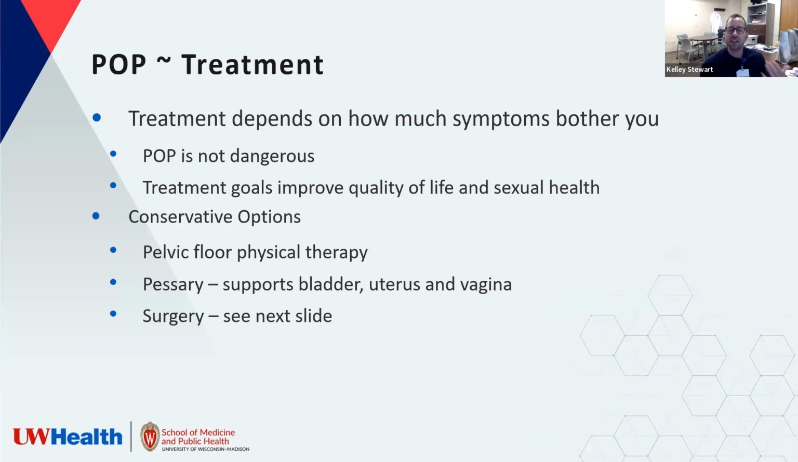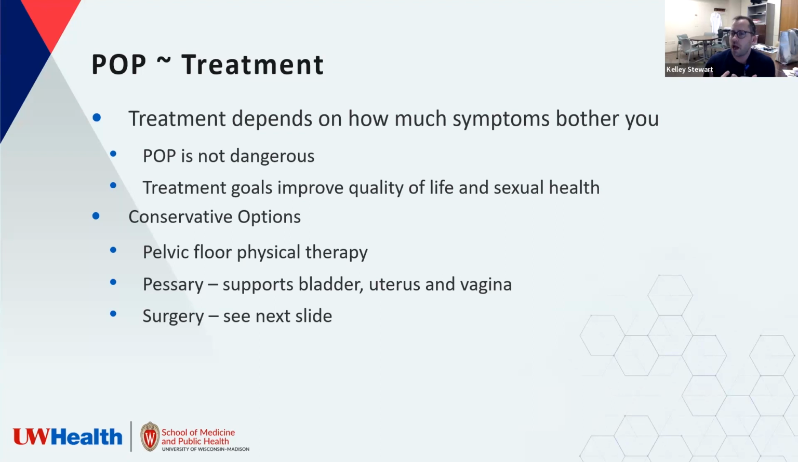And so when we consider how we treat it, we need to know what your values are, what your goals of care are, and what you hope to get out of treatment. Because if it's not bothering you and you don't want treatment and you just want to know what's going on, then we don't need to move forward with any sort of active treatment. How we move forward with treatment is really dependent on the patient's goals and what they're looking for.